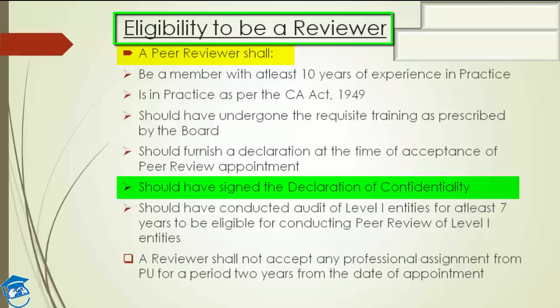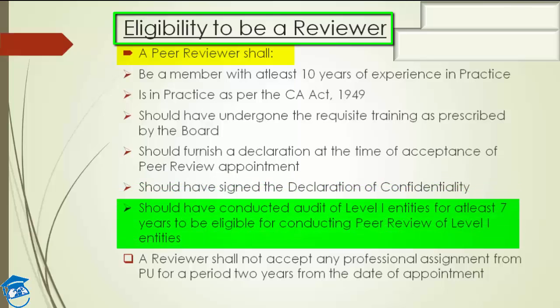Again, you should also have conducted the audit of level 1 entities for at least 7 years to be eligible for conducting the peer review of level 1 entities. This is extremely important. You must be the kind of person who has already been doing the bank audits from time to time, let's say at least 7 years. Then only you'll be eligible for conducting the peer review. So you need to provide and discharge your assurance services for that particular sector. Only then you'll be eligible for conducting the peer review of level 1 entities. So this is something extremely important to note.